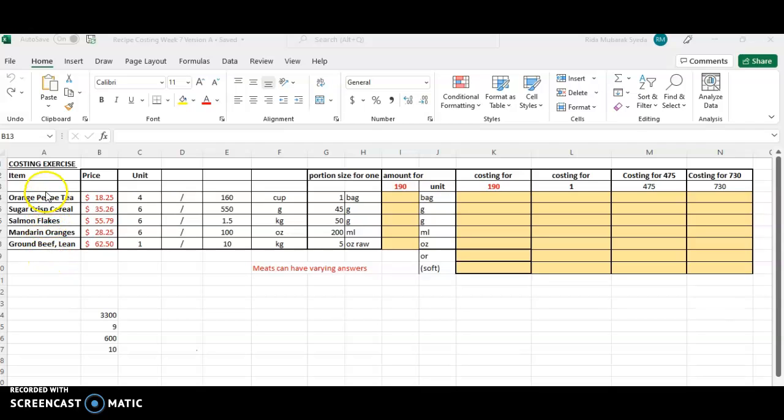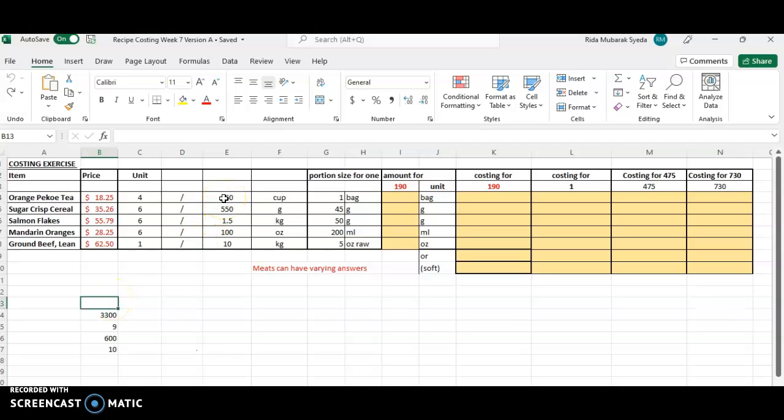So over here we're given 5 ingredients with the price for each of them, the units, and the portion size for one person. For the units we have the packaging size and the amount that each package holds. So we have to find out how much in total each case holds.